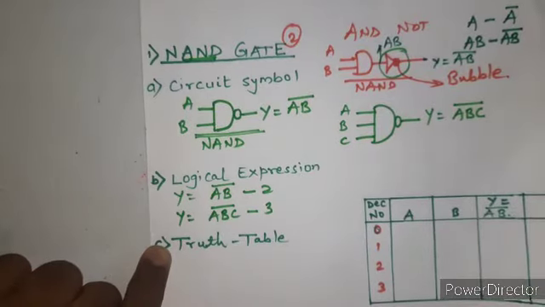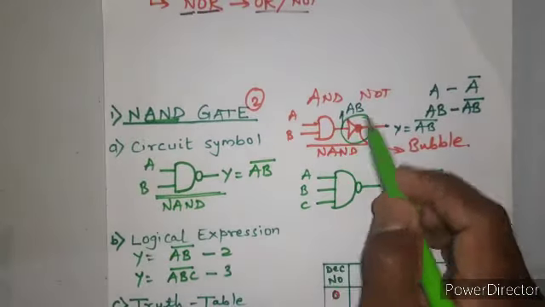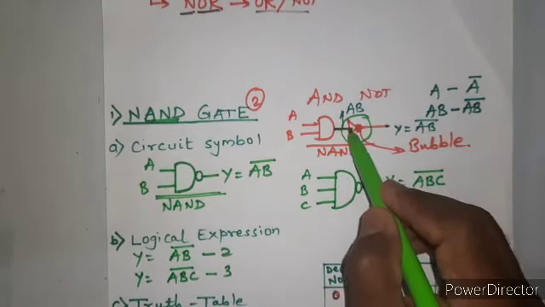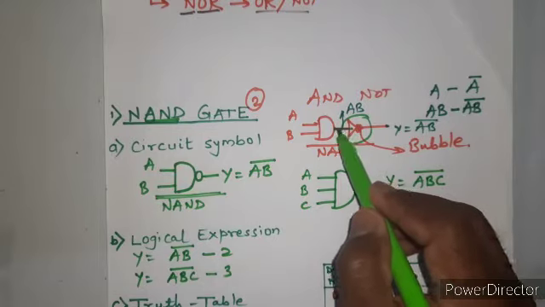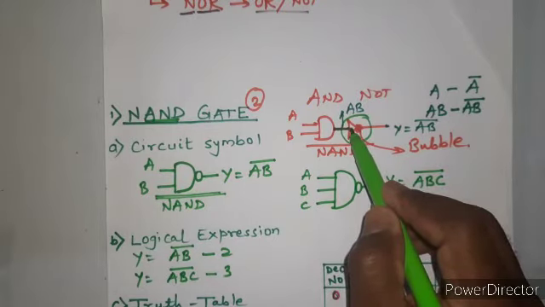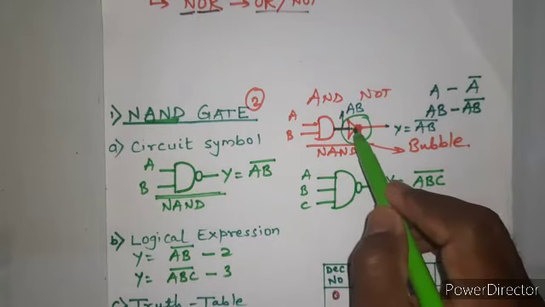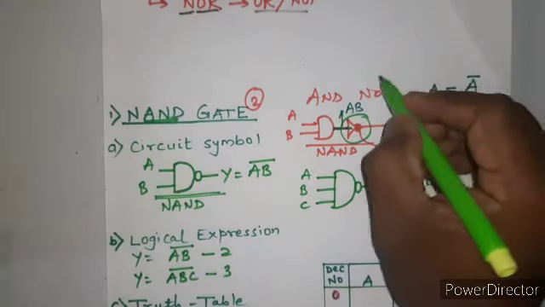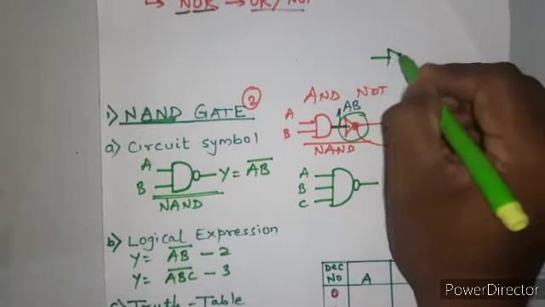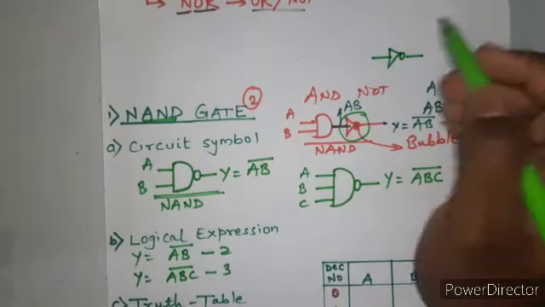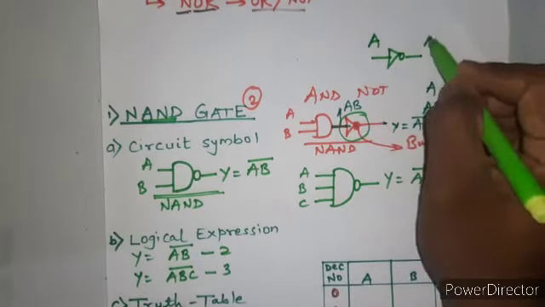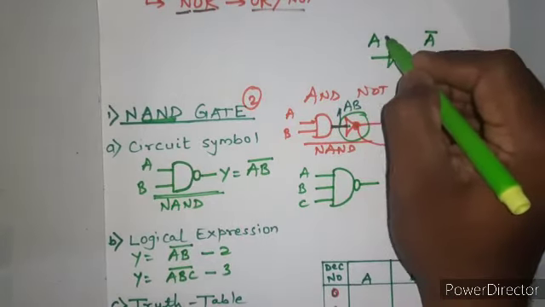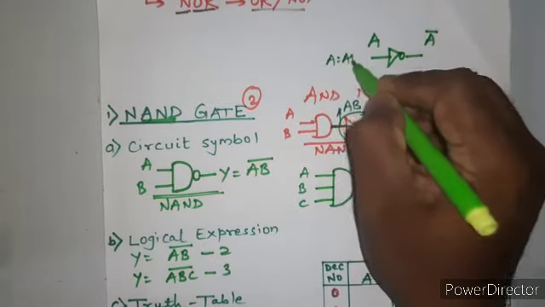Because if you see here, the output of this AND is connected to the NOT gate, and this combinedly is 1 input for the NOT gate. It is only 1 input, right? So if I say this is a NOT gate, and this is A and output is A bar, but considering the AND gate, my A here is A equal to AB.